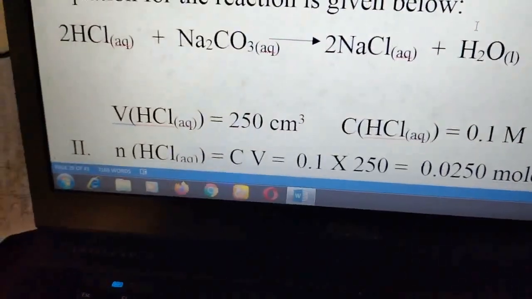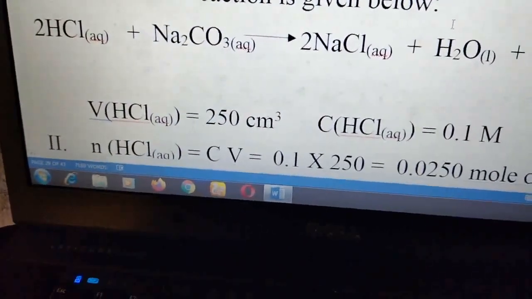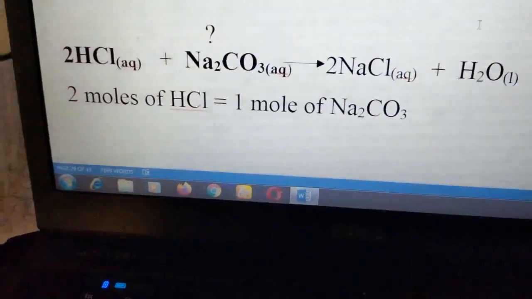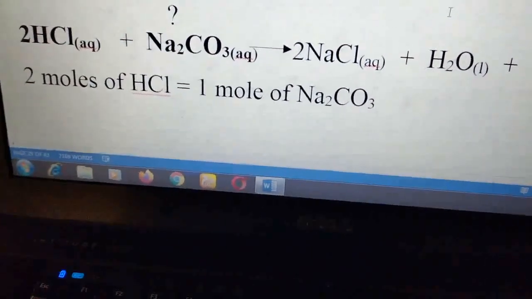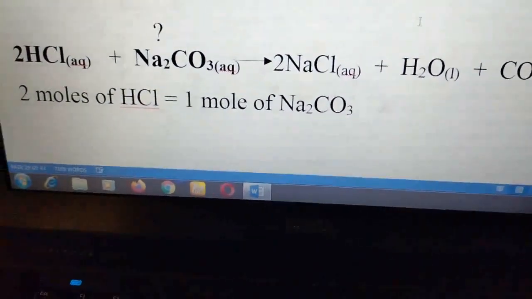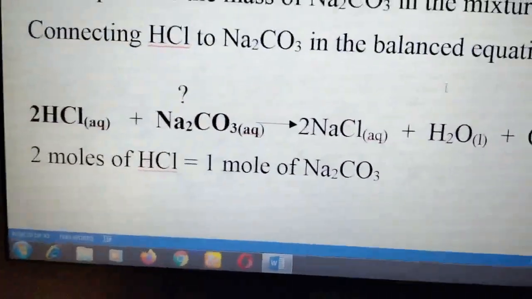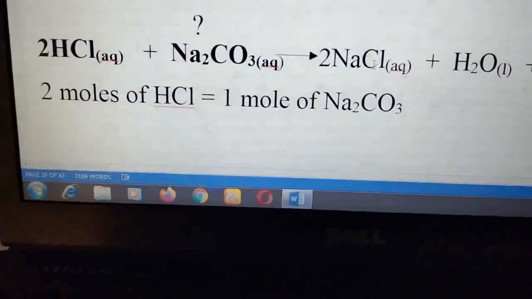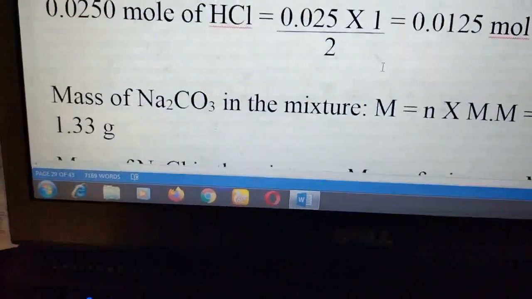So that we can calculate the mass of sodium carbonate that reacted, and that will represent the mass of the carbonate in the mixture. So, connecting, you look at it, we have 2 moles of HCl. The 2 was made bold. HCl is the known, while sodium carbonate is the unknown, the one we're looking for. So 2 moles of HCl reacted with 1 mole of sodium carbonate from the balanced equation. We can convert those moles to masses.